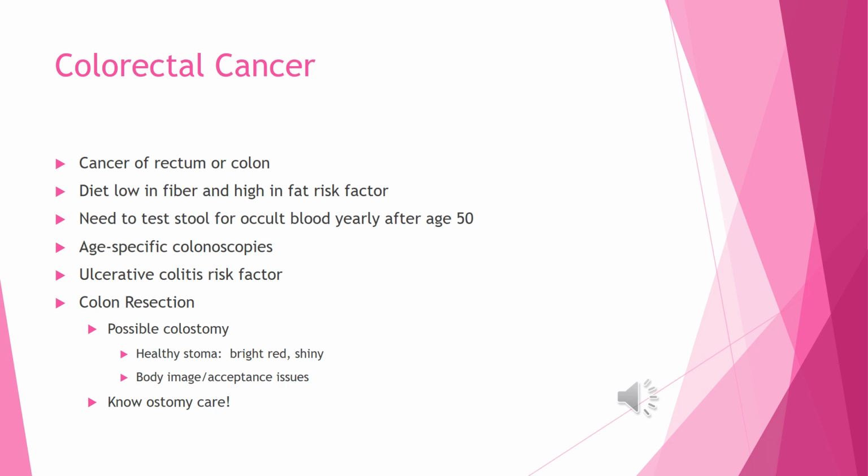Ulcerative colitis and Crohn's disease can be risk factors for this. And sometimes people, if they have colorectal cancer, have to have a colon resection. Sometimes they have a colostomy and sometimes they don't. It's pretty major surgery. They usually have a midline abdominal incision, and we have all the surgical care that we need to do with that. If they do have an ostomy, there are some things to keep in mind, and I know you as CNAs have worked with ostomies, but the sign of a healthy stoma is that bright red, shiny color.